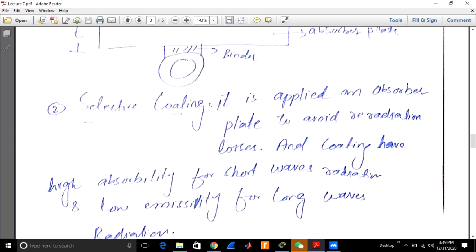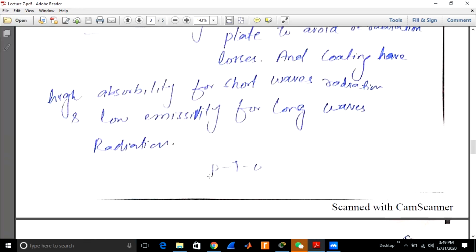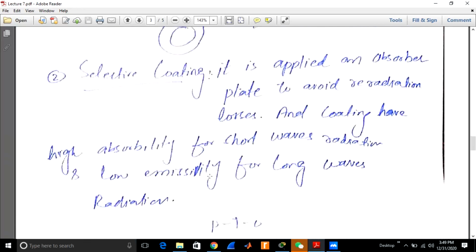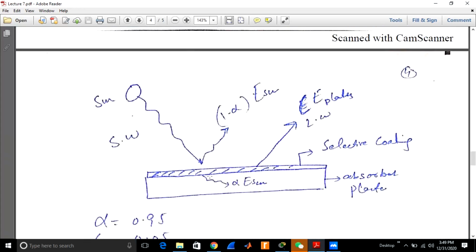Selective coating is applied on the absorber plate to avoid the radiation losses. What is the use of selective coating? It is applied on the absorber plates to avoid the radiation losses, and the coating has high absorbability for short waves and low emissivity for long waves. We have discussed this in the graph, in the diagram.